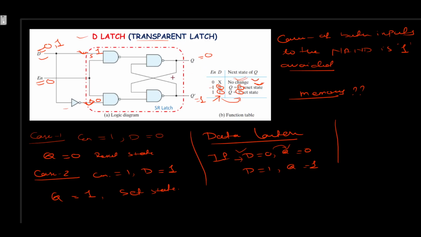If I want to use the latch in the memory state, or no change should happen, then I can make the enable pin equal to 0. Or if I want to store any data, I can make the enable pin equal to 1, and I can change the value of D. So when enable is 0, it is in the memory state, and when the enable pin is equal to 1, it is in the active state. That means it will store data when enable pin is equal to 1. So that's how D latch works.